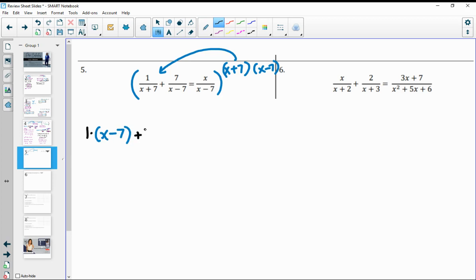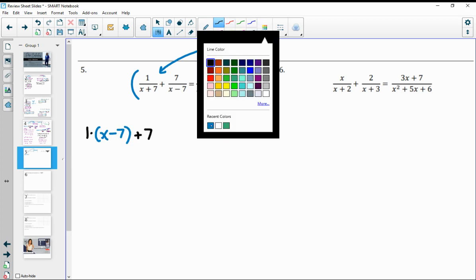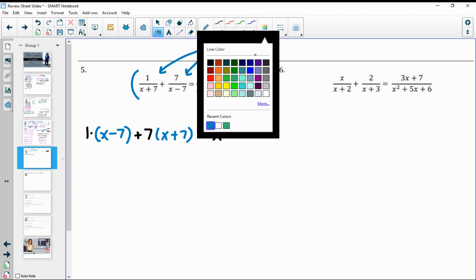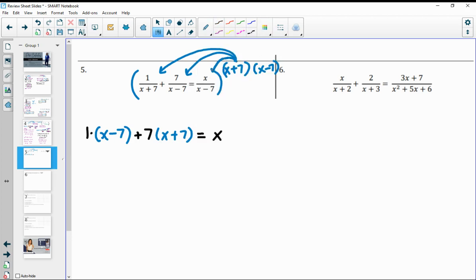And then plus, so when we multiply this into the 7 over x minus 7, the x minus 7 will cancel. So the only factor that will still be there is x plus 7. Okay, then equals x. And when we multiply this in, again, the x minus 7 will cancel. So we'll just have the x plus 7 there.